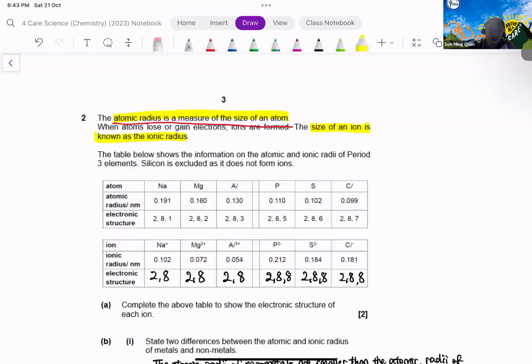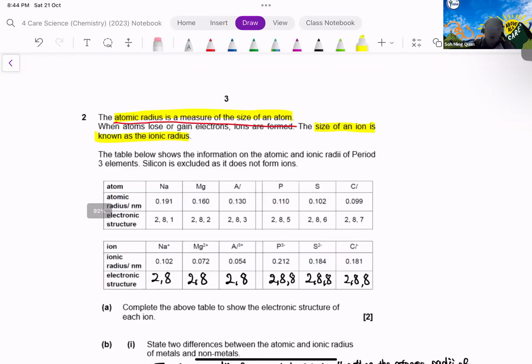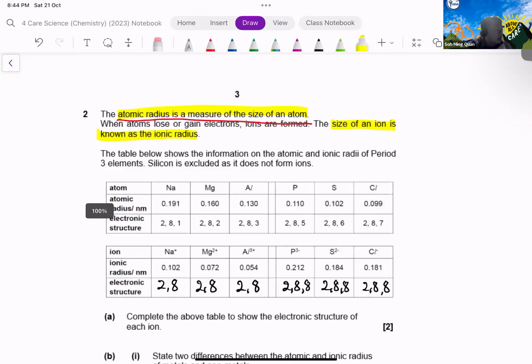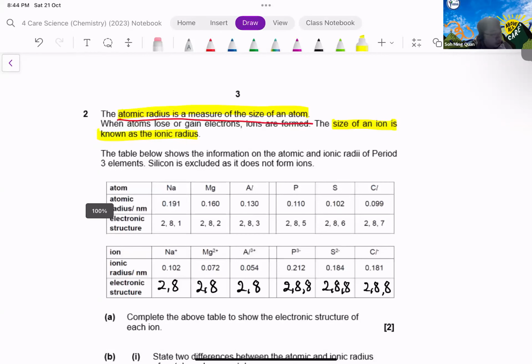So now you are given the atomic and ionic radii of the period 3 elements. All right, so you can see the period 3 elements over there, sodium, magnesium, aluminium, and so on. All right, the first thing you are asked to do is to complete the table to show the electronic structure of each ion. So this should not be super challenging. I hope we know by now the metals. The metals are the ones on the left of the period.